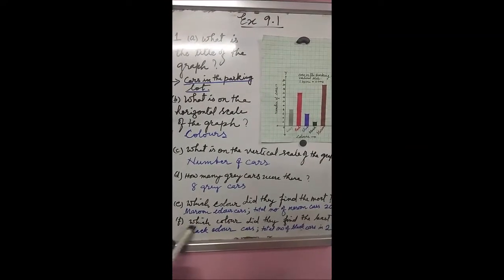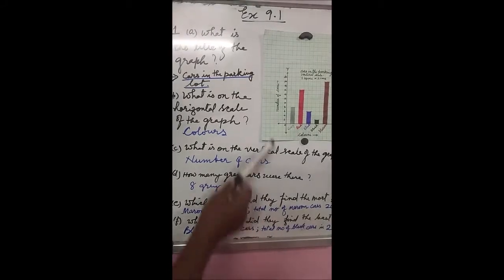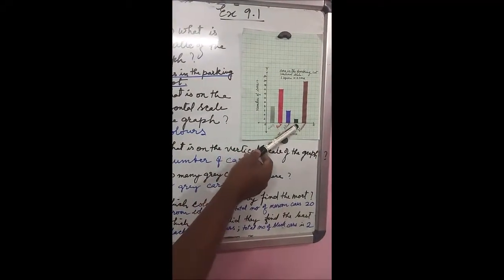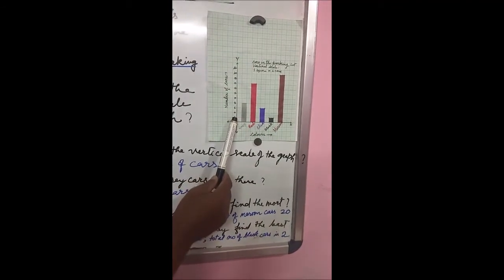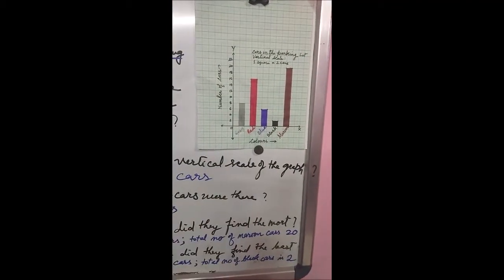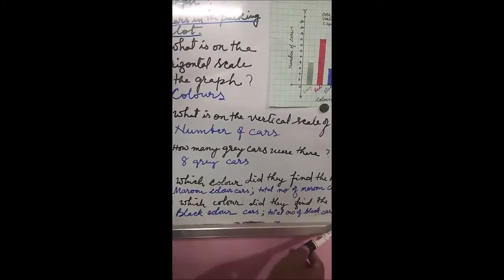The last question, which color did they find the least? As you can see here, very simple. The black color is representing only up to 2, which means black color cars were the least, and the total number of black color cars is only 2.